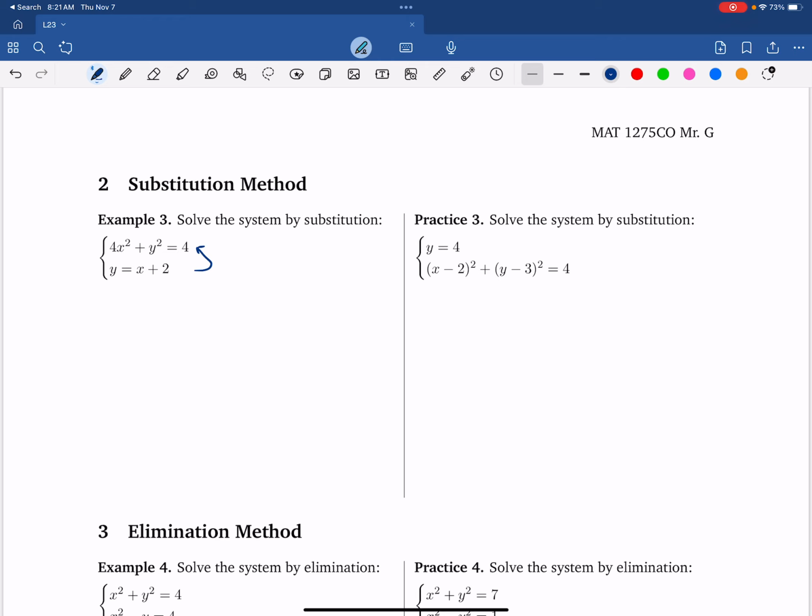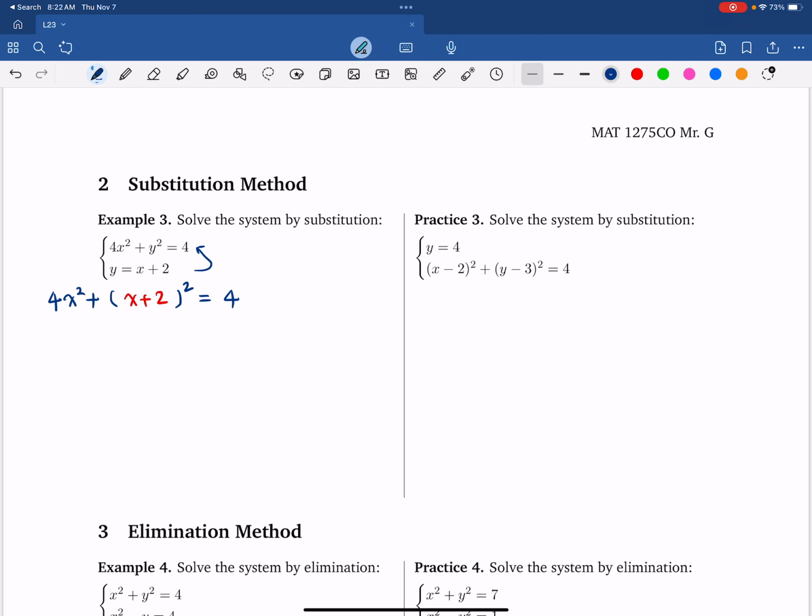The second equation is an equation of y, meaning that in the first equation, when we rewrite this, we're going to replace the y with the second equation. And in this case, it's x plus 2. So we're going to raise this to the second power. That's the y squared equals 4. So this will be what happens after you substitute. We get a quadratic equation.